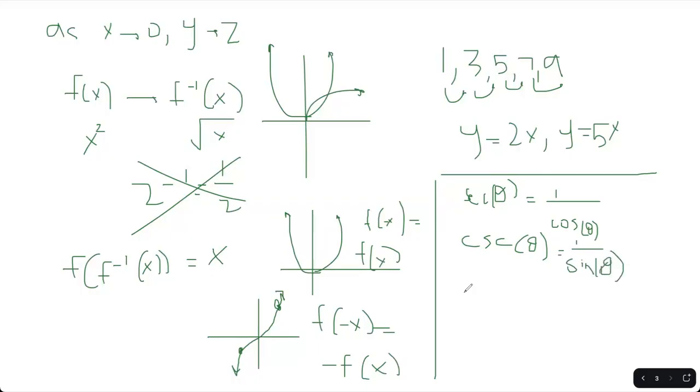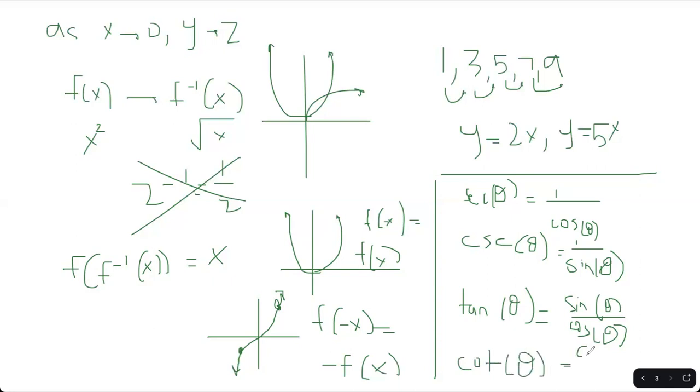And then tangent theta is going to be sine over cosine. The reason why that's the case is because sine is opposite over hypotenuse, cosine is adjacent over hypotenuse. The hypotenuses cancel out and you get opposite over adjacent, which is the definition of tangent. Finally, last, reciprocal identity, cotangent of theta is going to be cosine over sine.